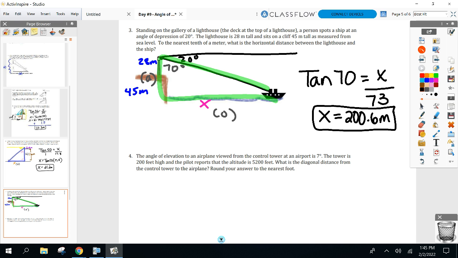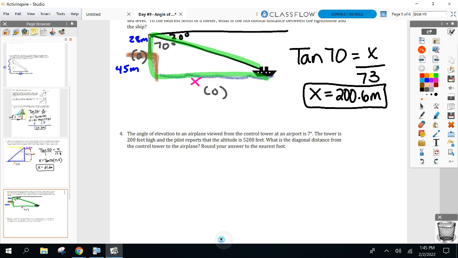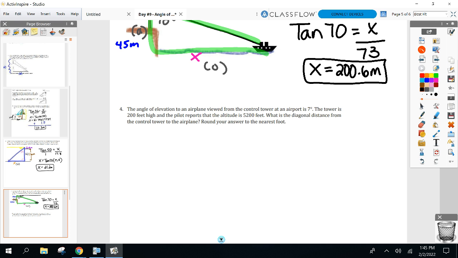How do you feel, all right? Depression versus elevation? Oh, how about this next one? What don't we like about this next one? Anybody? Yeah, no diagram. Oh, so sad. I get to walk around and critique your artistic ability. Well, you guys can just bust my chops when you see my control tower. All right, here we go. Warm up a little here. Angle of elevation to an airplane from a control tower, 7 degrees.